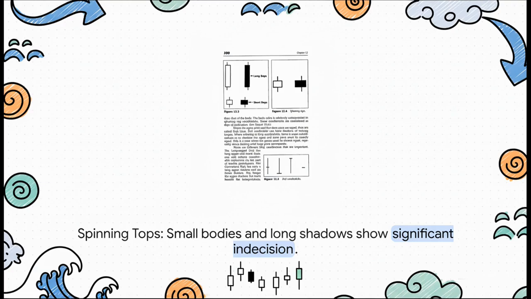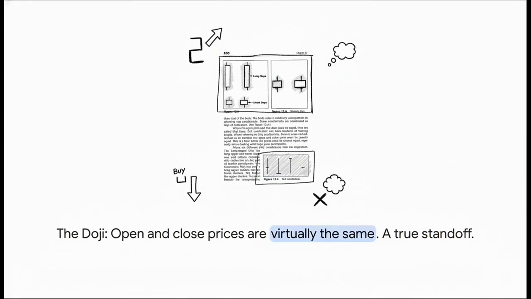Buyers pushed the price way up, sellers dragged it way down, but in the end, nobody won. It was a complete stalemate. And this brings us to one of the most important candles in the entire alphabet, the doji. A doji is a really special case where the open and close prices are pretty much the same. The body is just a thin little line. This represents a moment of perfect, total indecision in the market, a true standoff.